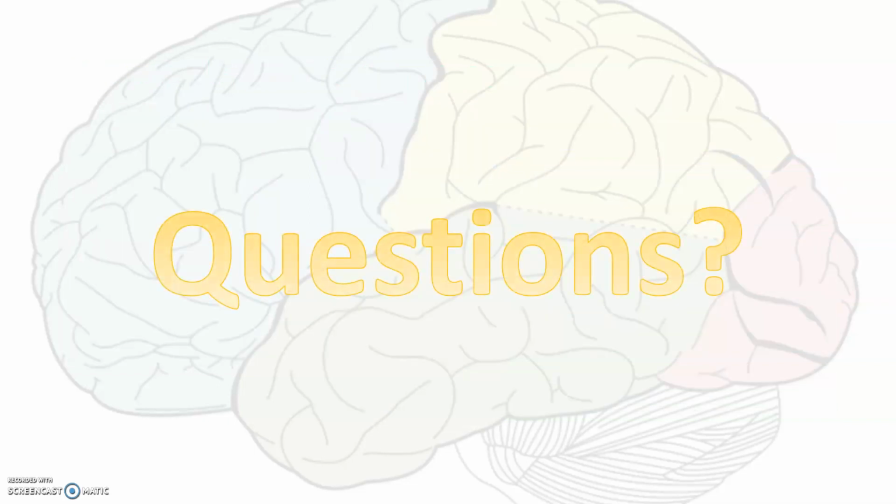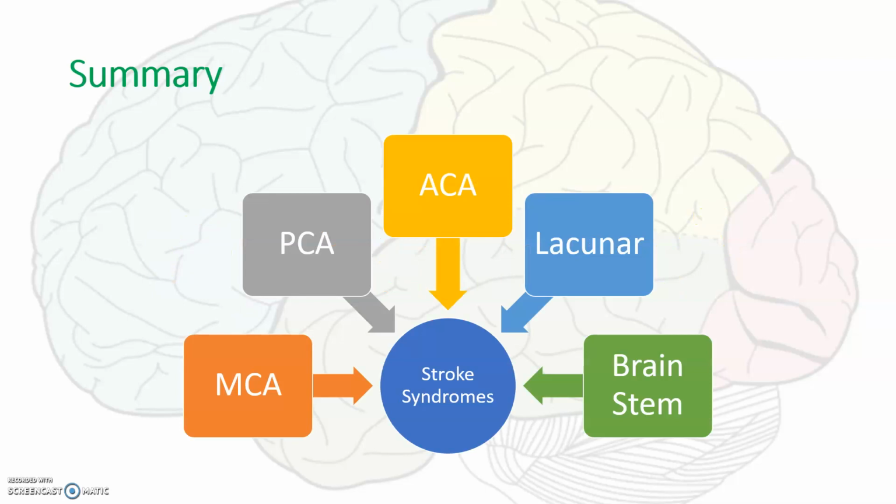So that was a very brief talk involving the stroke syndromes that you're likely to come across both in real life and in your exams. If you have any questions, you can bring them up in class. We talked about the posterior, middle and anterior cerebral arteries, lacunar infarcts, and in another talk we'll go into the brainstem infarcts.